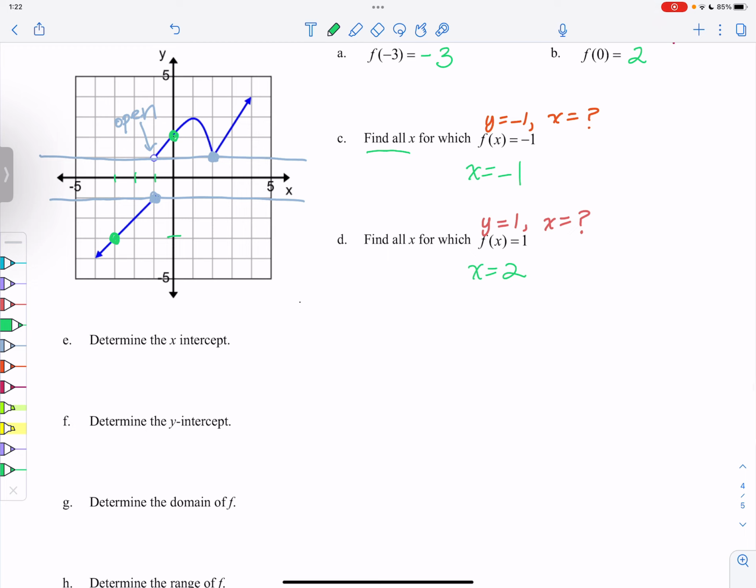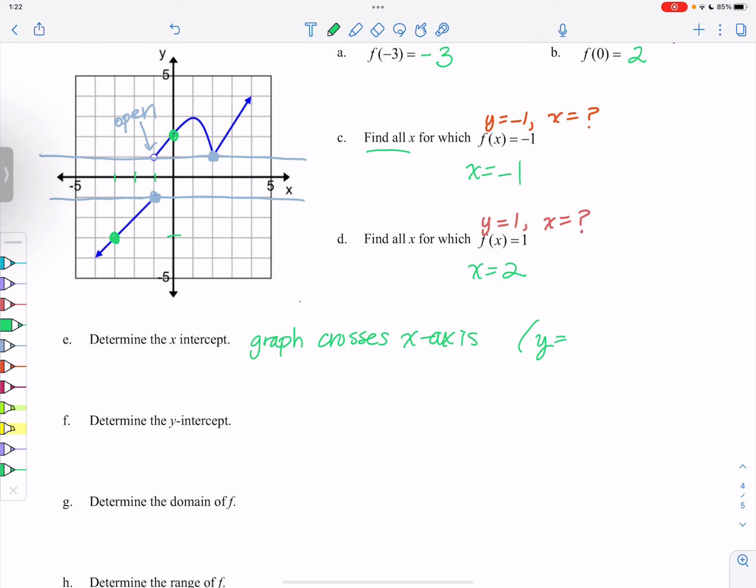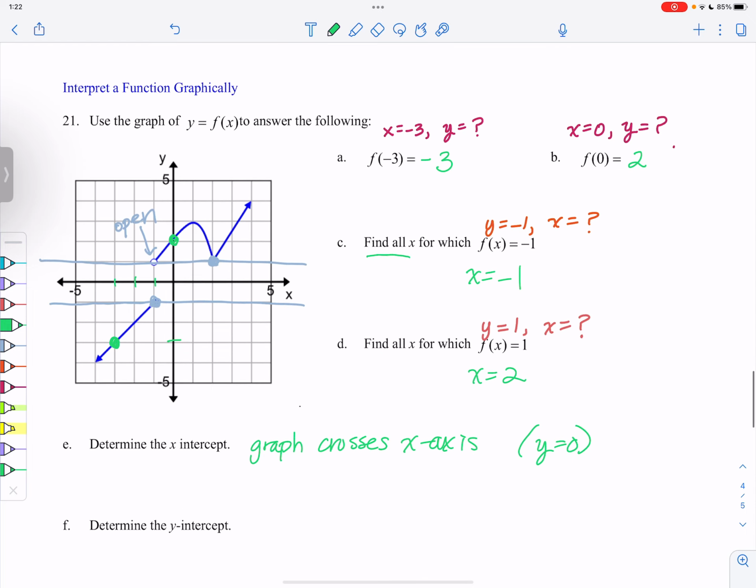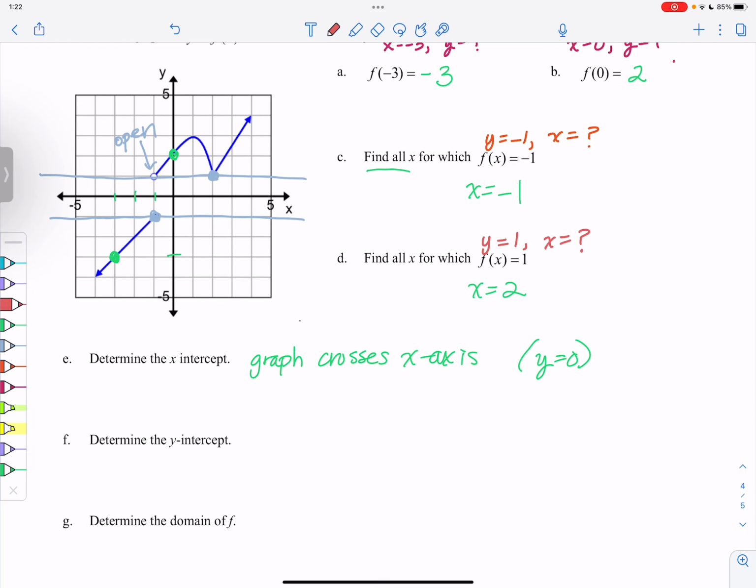Now they've asked us to find the x-intercept. Remember, the x-intercept is where the graph crosses the x-axis. This is when we let y equal 0. And there is none. There are no x-intercepts.